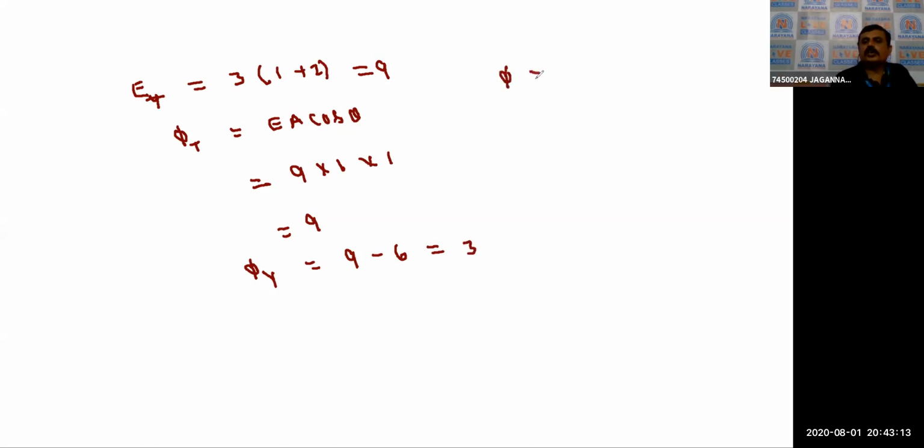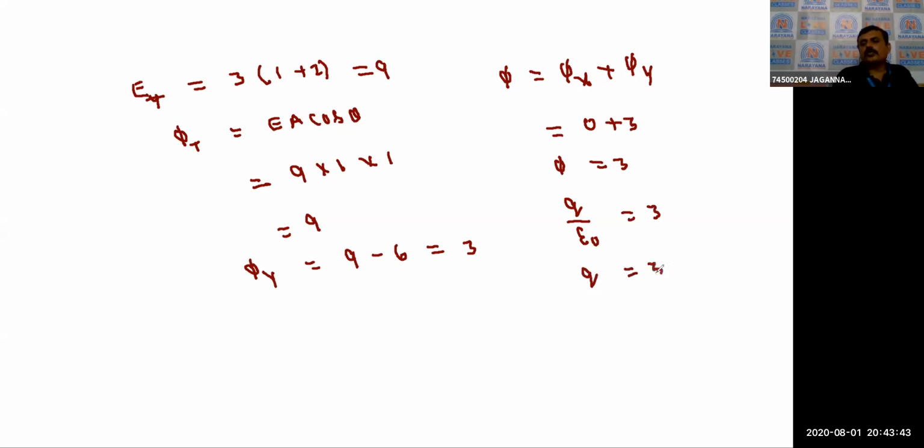So net electric flux means the flux along the x-axis and the flux along the y-axis. Total flux is 0 plus 3, so we get 3. But according to Gauss law, flux is equal to Q by epsilon naught, which is equal to 3. So Q equals 3 epsilon naught. This is the answer.